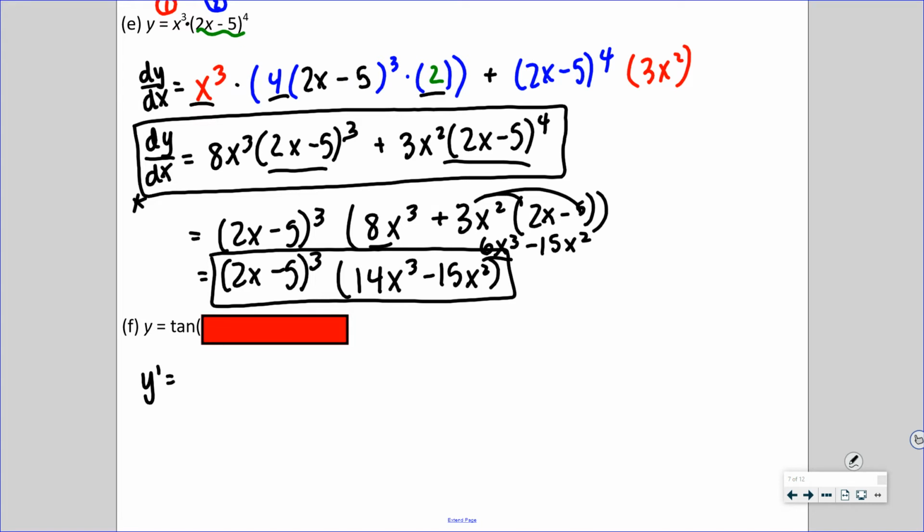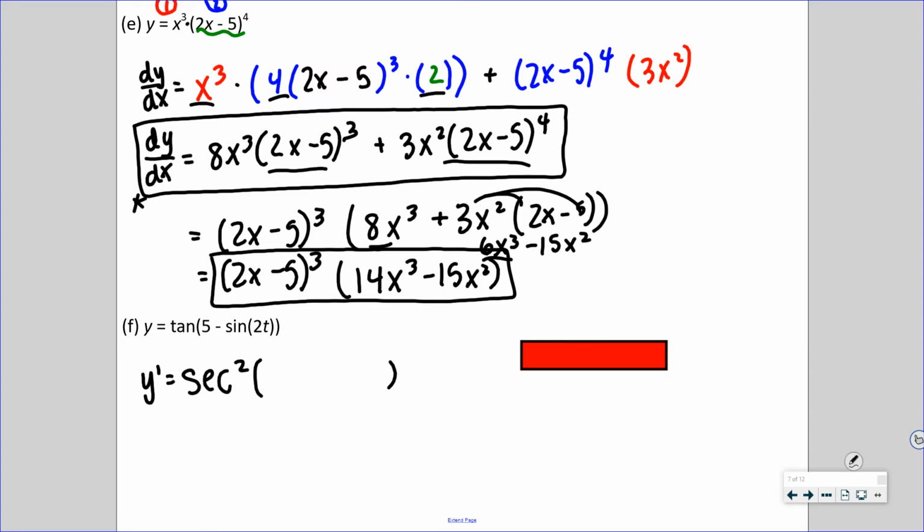So derivative of tangent is what? Nope. This one's not negative. Second guess? Secant x tan x. That's secant. You're close. It's secant squared. Tangent is secant squared. So secant squared of red box. What is red box? 5 minus sine of 2t.